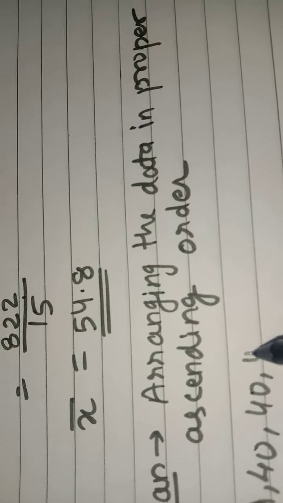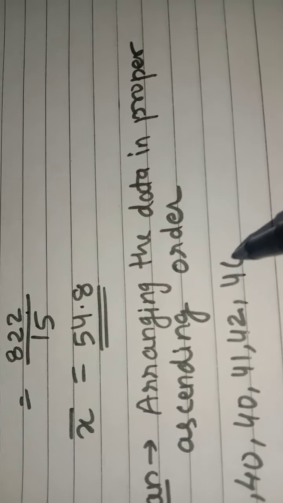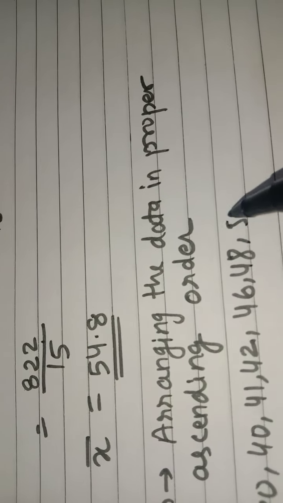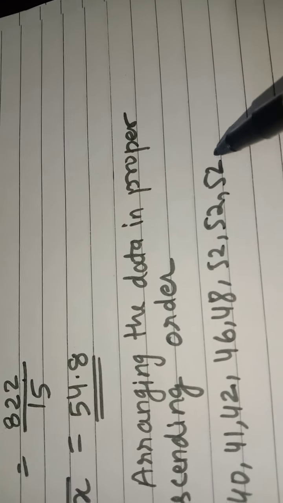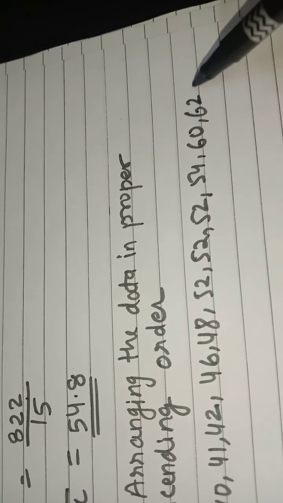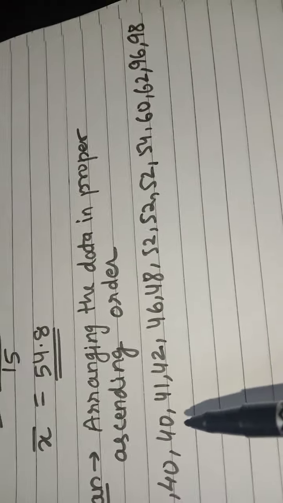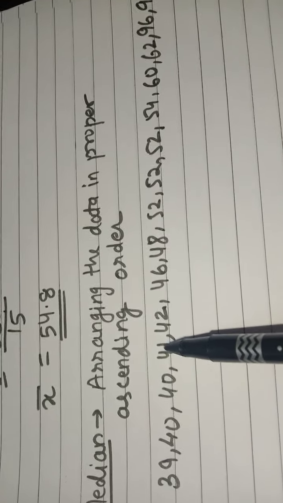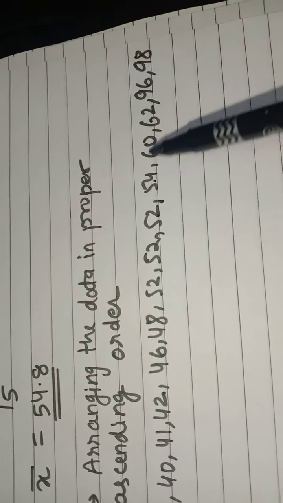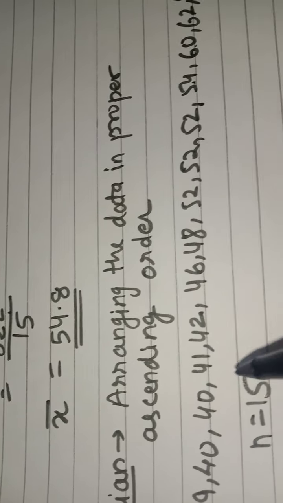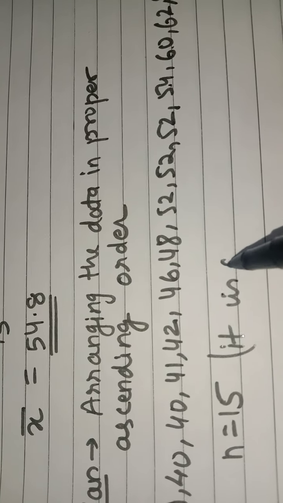Again, what we'll get here, we'll start from 39, 40, 40 is 2 times, then we have 41, 42, 46, 48, 52 has been given 3 times, 52, 52, then 54, 60, 62, 96 and 98. Let's confirm ourselves whether all the 15 data has been written here or not. See, 1, 2, 3, 4, 5, 6, 7, 8, 9, 10, 11, 12, 13, 14, 15. So the value of n is equal to 15. It is odd, right?